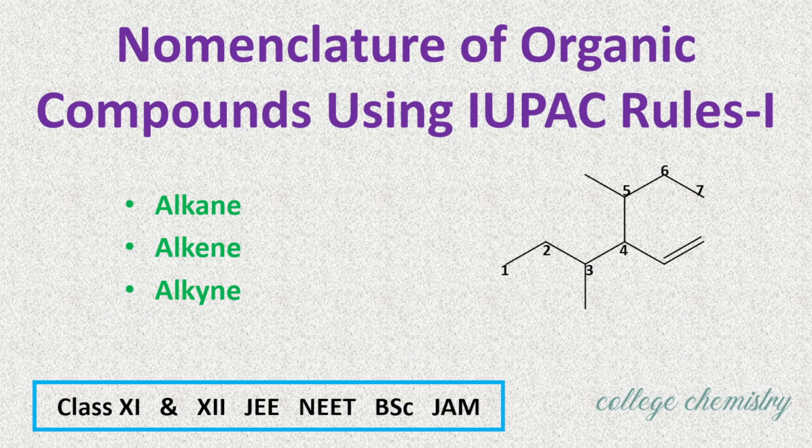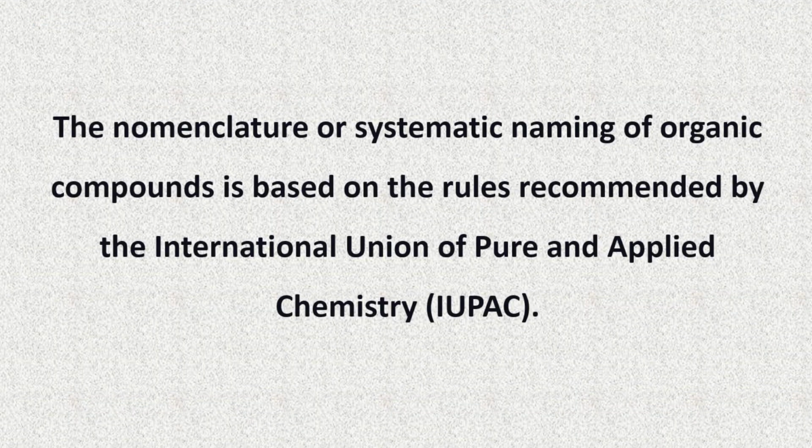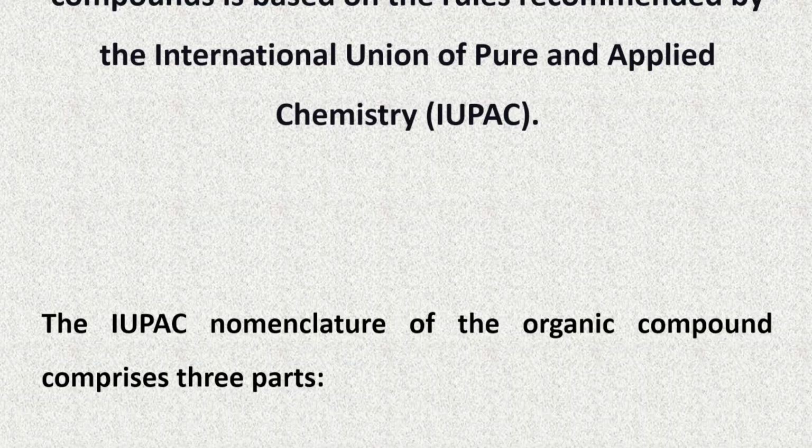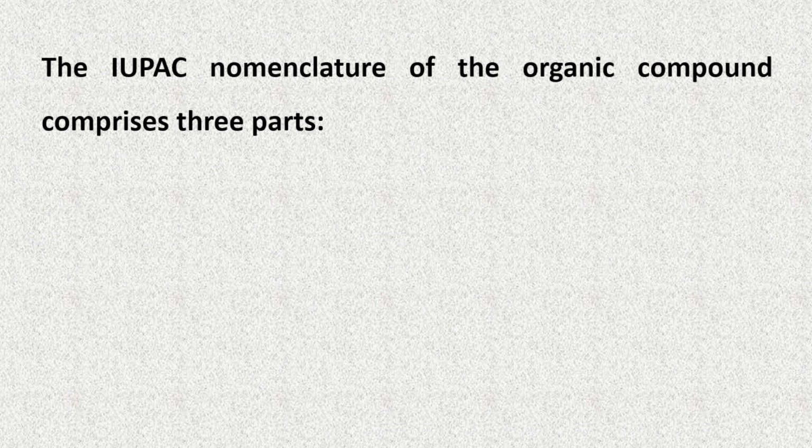Let's get started. The nomenclature, that is the systematic naming of organic compounds, is based on the rules recommended by the International Union of Pure and Applied Chemistry, also known as IUPAC. The IUPAC name of any organic compound essentially consists of three parts, which are prefix, root and suffix.